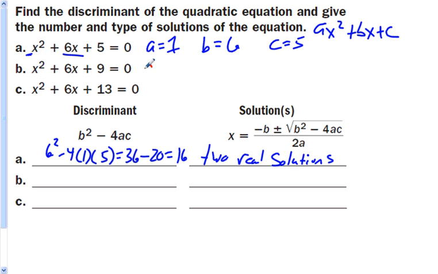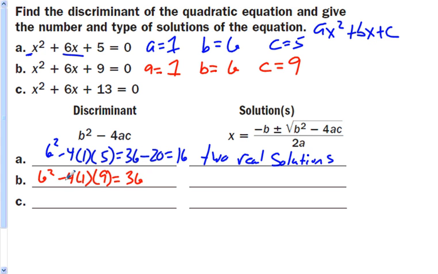All right, let's go to the next one. Let's identify the a, the b, and the c. So a is 1, b is 6, and then the c is a 9. So we're going to plug those numbers into this b squared minus 4ac. That's going to give me 6 squared minus 4 times a, which is 1, and then times the c, which is 9. So 6 squared is 36 again.